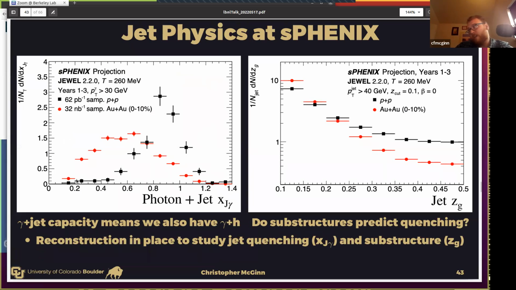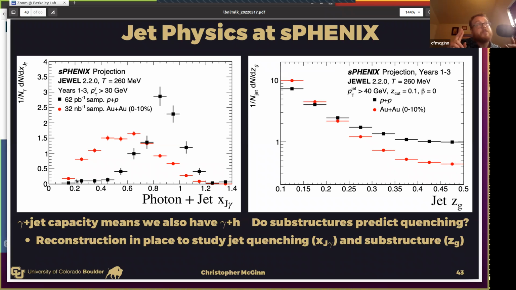This is going to give us some pretty fun capabilities. So these are just 2 projection examples for the photon-jet and the jet zg, which is a substructure observable I won't explain here, or at least not the exact meaning, but you should think of it as an observable measuring the pronginess of jets, or how much a jet is holding its energy in, say, a subcone within the jet compared to other subcones that you could pick.